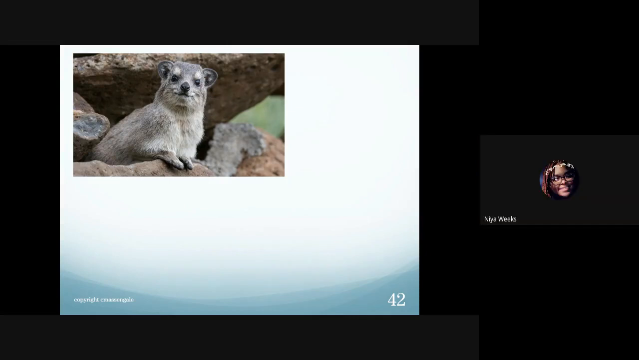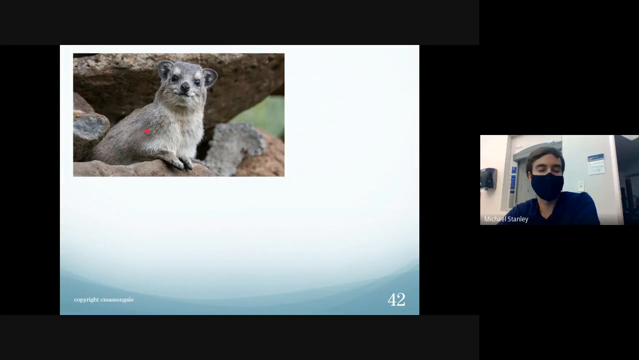It kind of looks like a ferret. All right, some kind of ferret type animal, solid guess. Other guesses, what does a rock hyrax look like he might be related to?